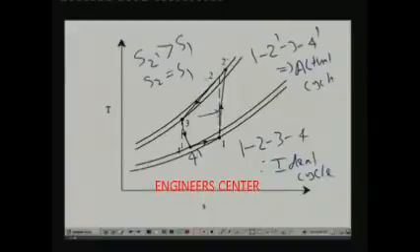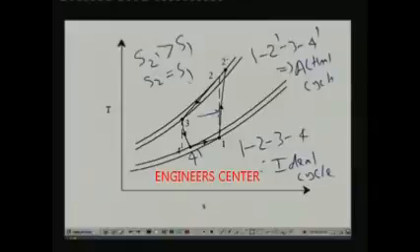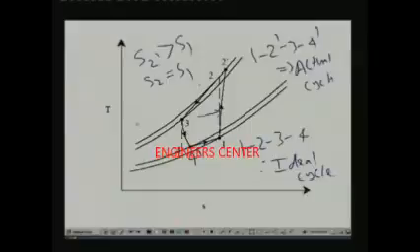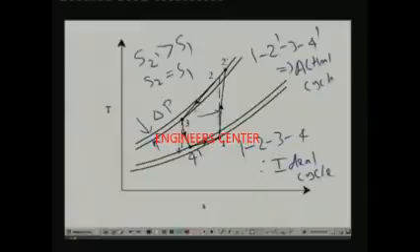And process 2 to 3. In actual, point 2 should have been here, and the heat rejection should have taken place ideally along a constant pressure line, but because of fluid friction there is a pressure drop here. So there is a reduction in pressure during the heat rejection process.